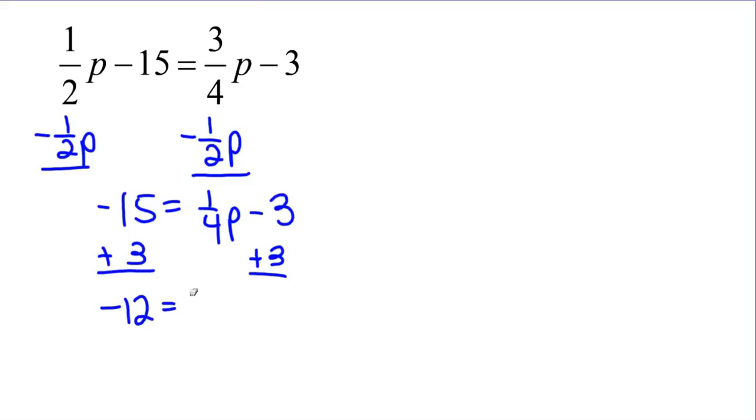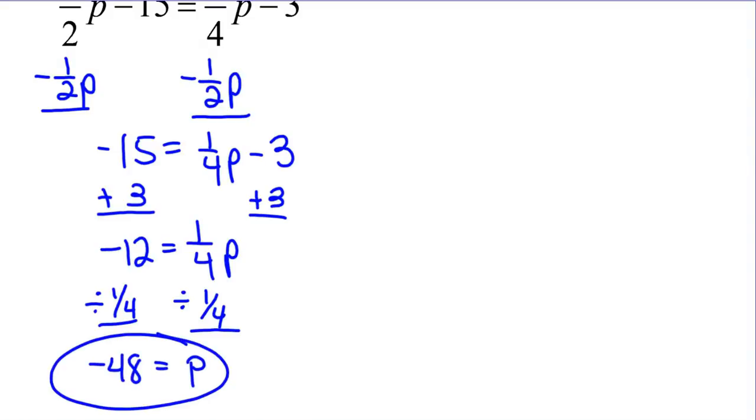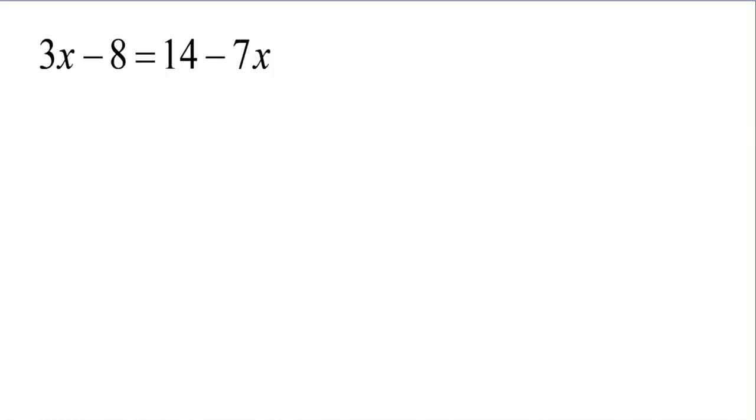Negative 12 equals 1/4 p, and then I can divide by 1/4, or multiply by 4, however you want to think about that. And that's going to give me negative 48 equals p. And we are solved again. And then lastly, looking at this one here, we have to be careful with this one. We have 3x minus 8 equals 14 minus 7x.